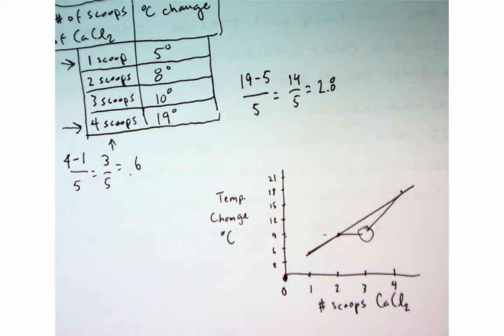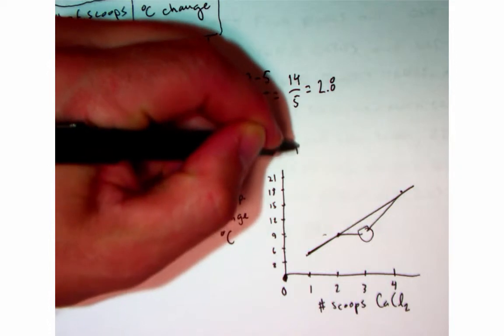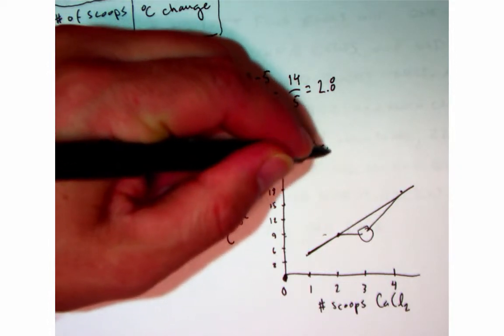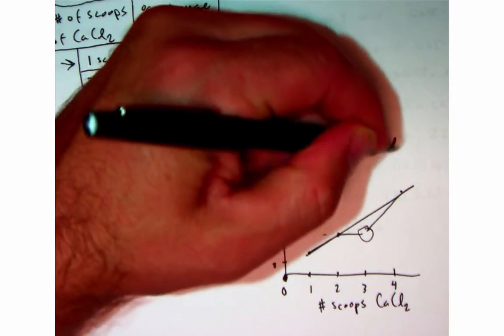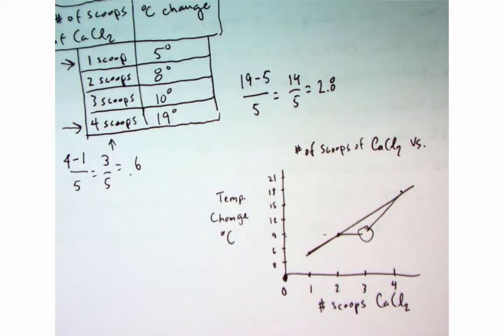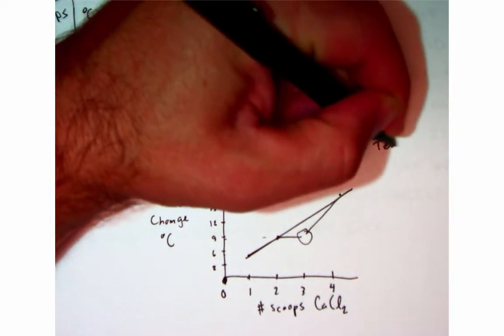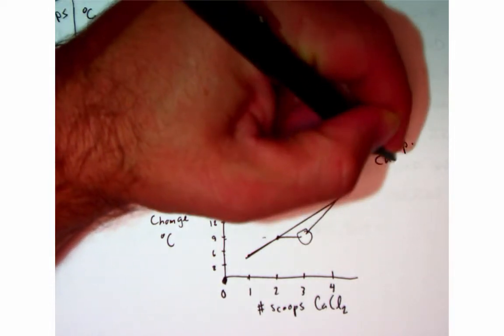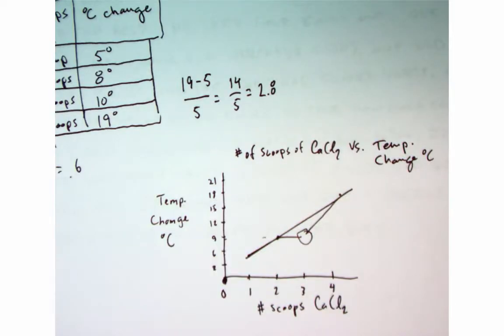One last thing, I need a title, and that's my independent variable versus my dependent variable. So my title for this graph would be number of scoops of calcium chloride versus the temperature change in degrees Celsius. So that would be my title, and that would be a good graph.